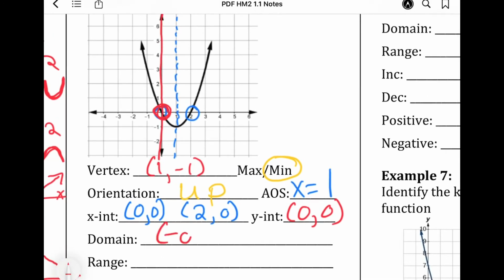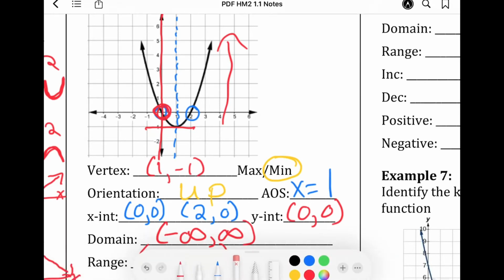My domain is always negative infinity to positive infinity, unless we're dealing with a real world situation, aka a word problem, or if it's just a graph, some explanation that it is a real world situation. For our range, the smallest y value involved is at -1. And we're going to go up forever, so our biggest y value is positive infinity. So hopefully we've got that part.